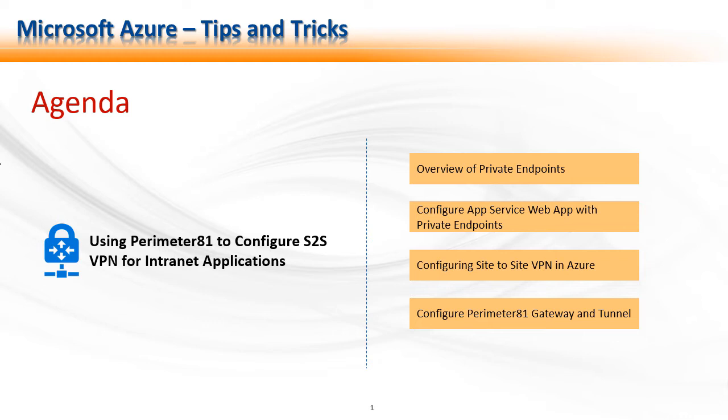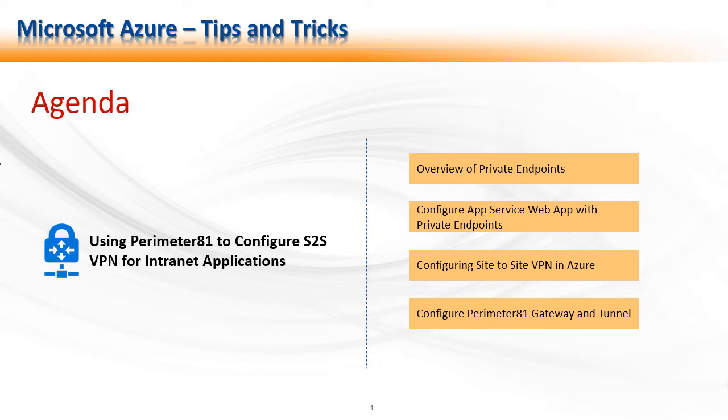Okay? So in this session, we will be using Perimeter 81 to configure the site-to-site VPN for the intranet application. And what is Perimeter 81? Perimeter 81 is a zero trust cloud-based network as a service designed to simplify secure networking for the modern and distributed workforce. So what are the steps that we are going to take?